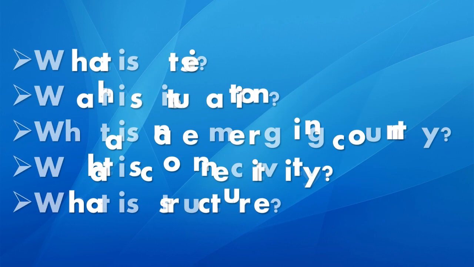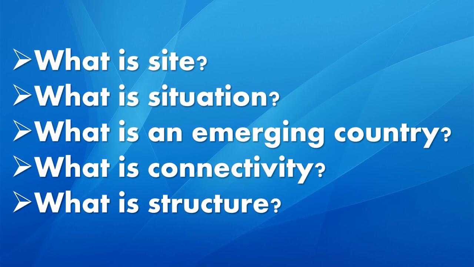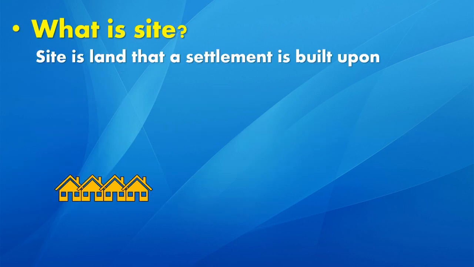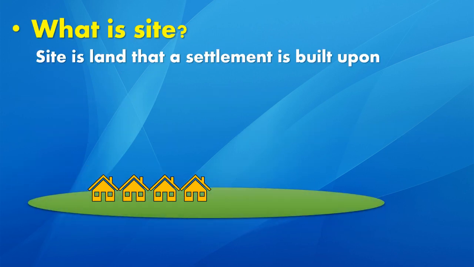And we're going to do that by looking at site, situation, emerging country, connectivity, and structure. Site is the land that a settlement is built on. So here we can see a settlement, and it's built on some land. That's it, that's the site, whatever it's built on.